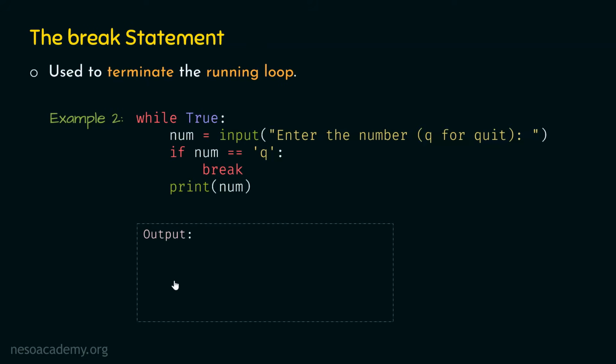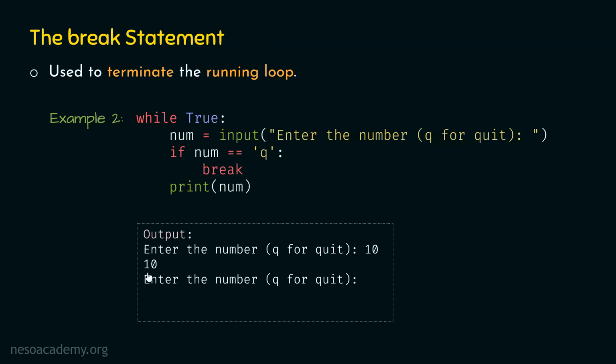Let's mimic the behavior of the user. First, the prompt is displayed: Enter the number, Q for quit. Let's provide 10 here. As this is a number, this is not Q. Therefore, this break statement is not encountered. This print function will be executed. This means that this number will be printed on the screen when we press enter. After hitting enter, we'll get 10 on the screen and also we will see this prompt once again, because after printing the number, this statement will be executed again.